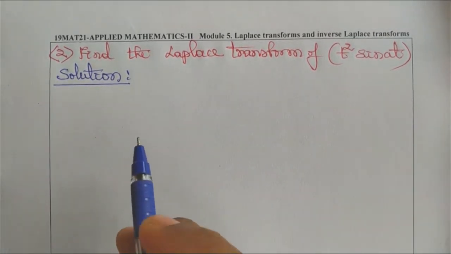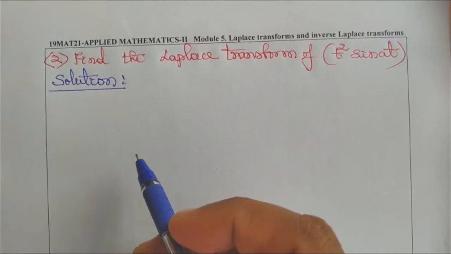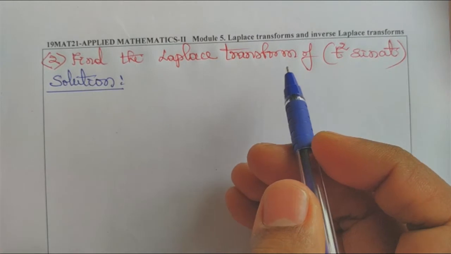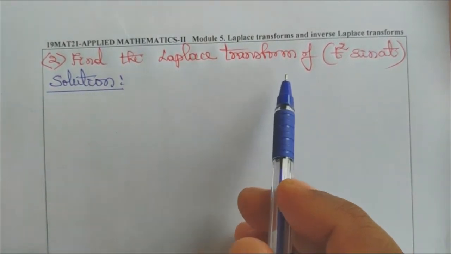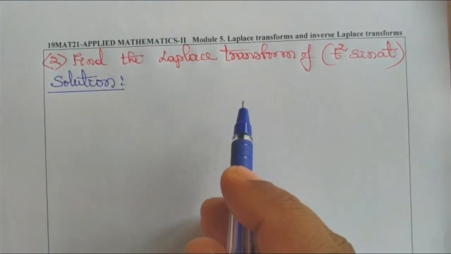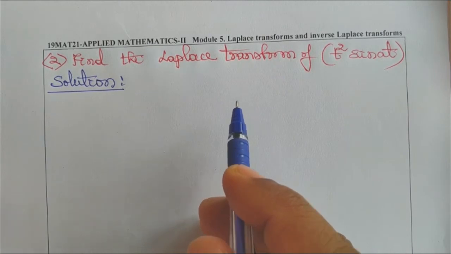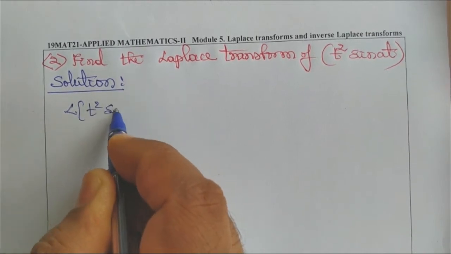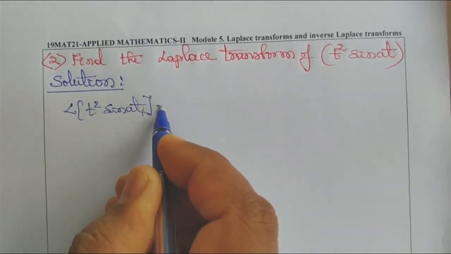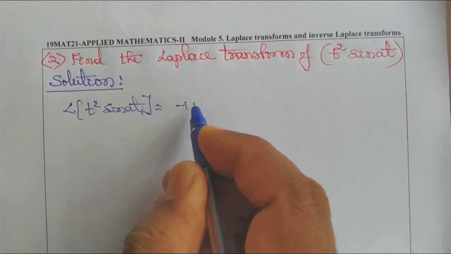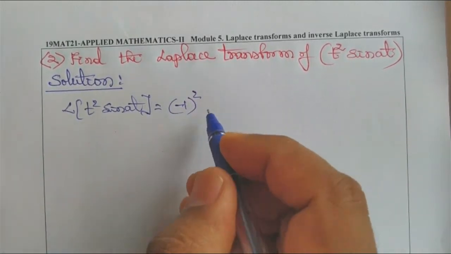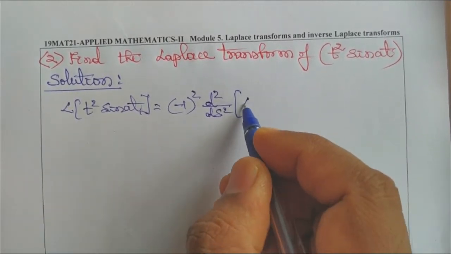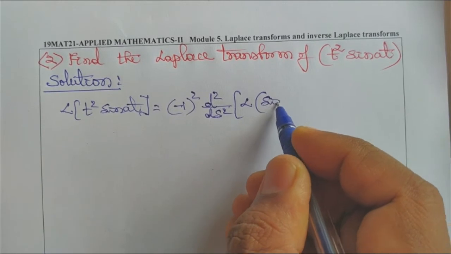Now we will take problem number 2 under multiplication by t to the power of n. Find the Laplace transform of t square sin at. The Laplace of t square sin at can be written as (minus 1) whole square, here n value is 2, into d2 divided by ds square into Laplace of sin at.